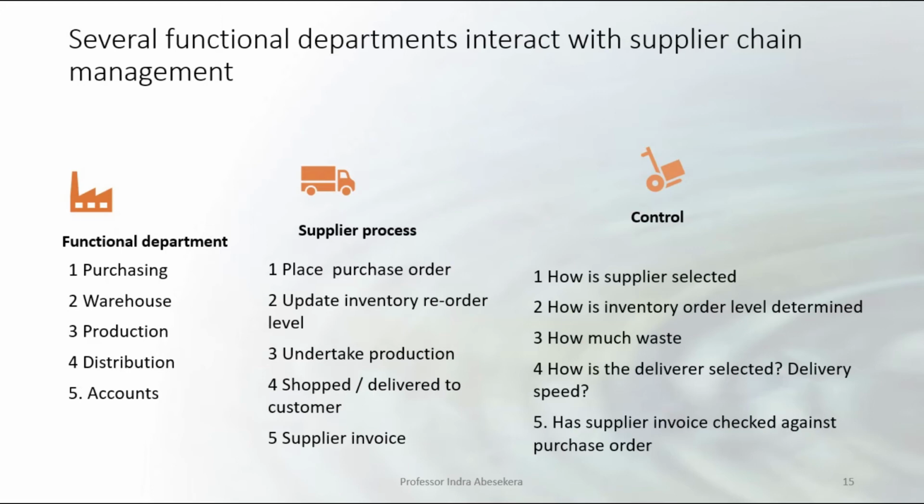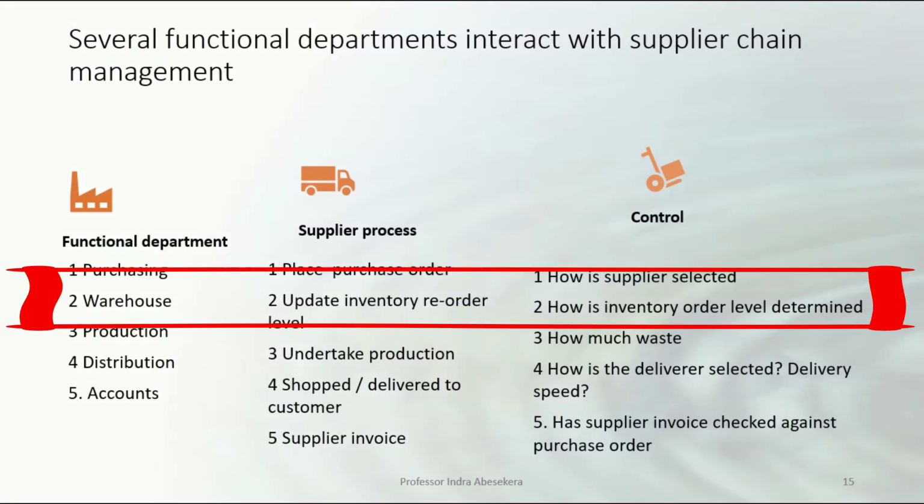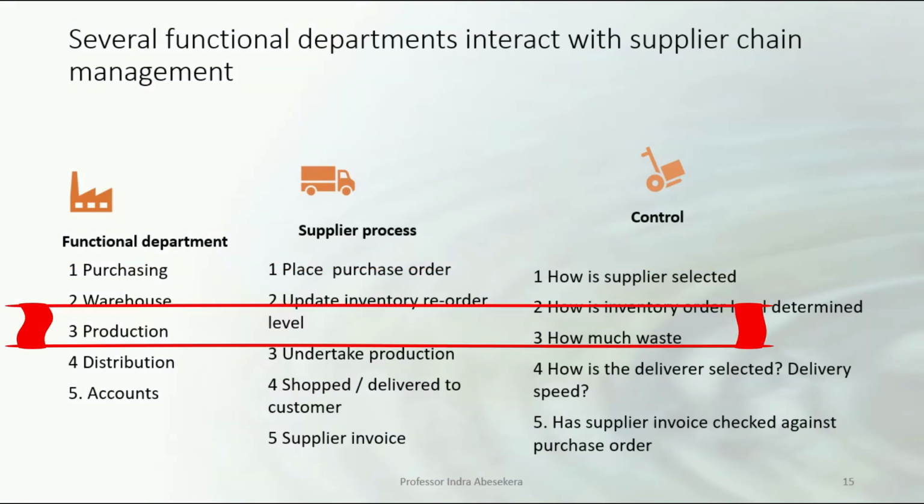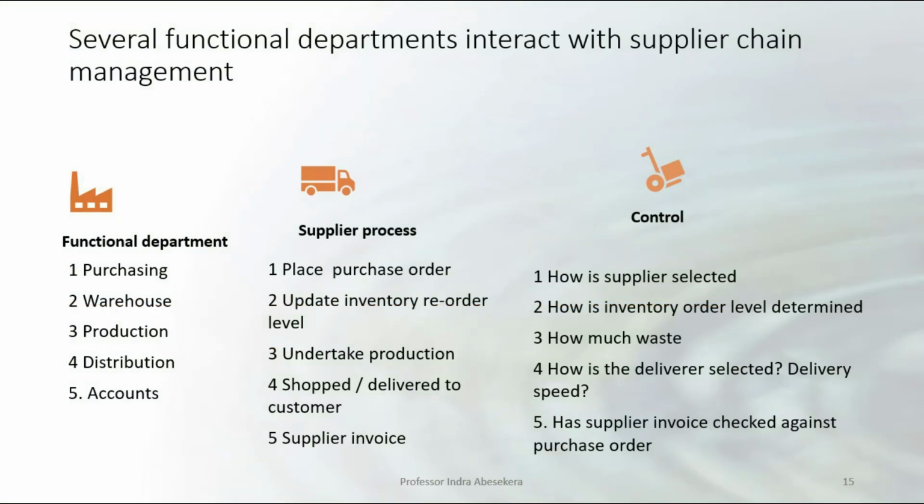Then the second functional department is the warehouse. It updates the inventory reorder level. The control that is applied here is how the inventory order level is being determined. So there has to be a way of determining the inventory order level. The third is the production department. It undertakes production. And the control that is applied here, for example, would be how much waste is being generated in the production.